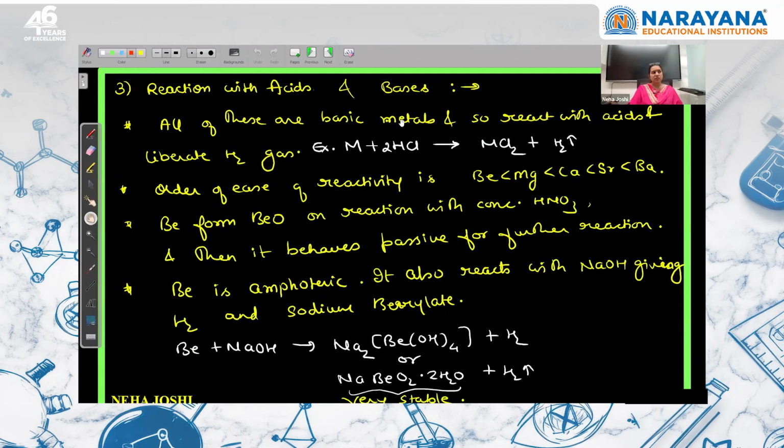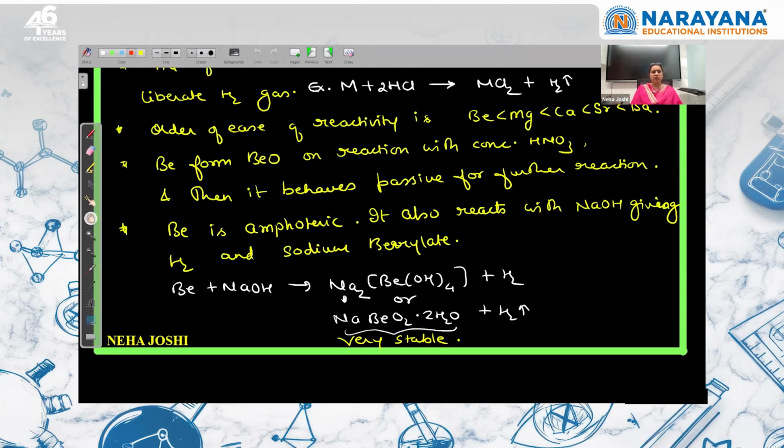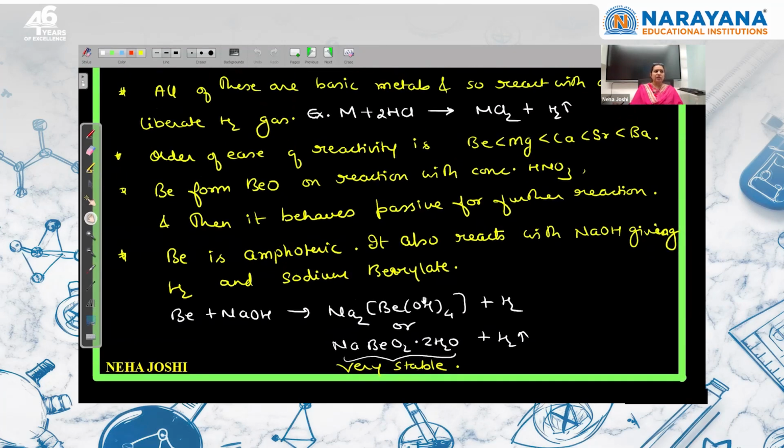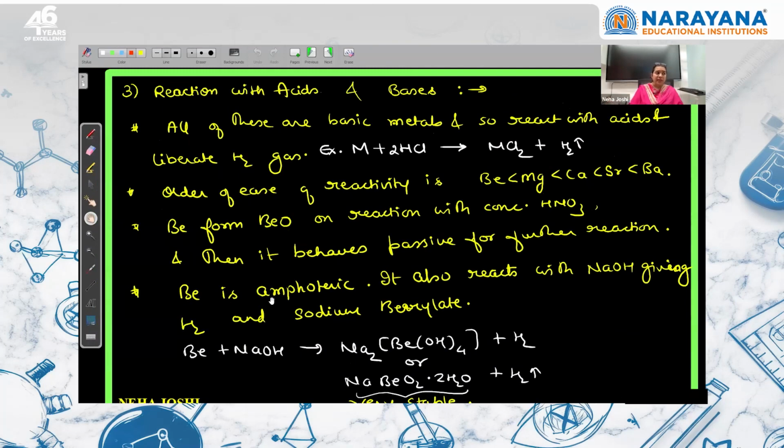If you talk of reaction with acid and base, only and only beryllium will react with base to form beryllate, [Be(OH)4] 2 negative ion. Otherwise, all of them will react only with acids, because only beryllium is amphoteric. Others are not amphoteric.